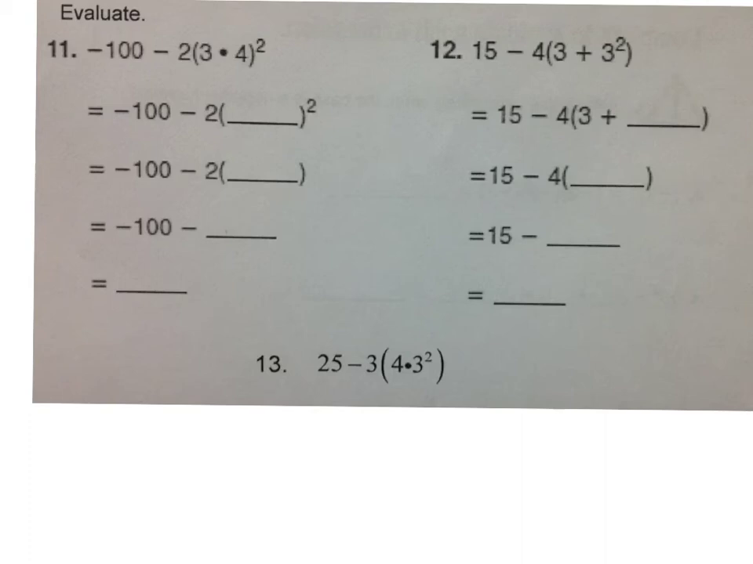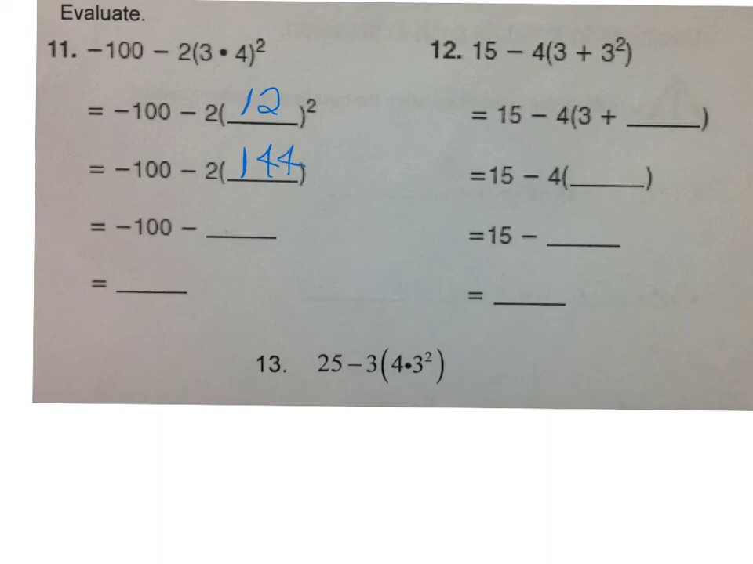So let's do number 11 together. Negative 100 minus 2 times the quantity, 3 times 4 to the 2nd power. We're going to go inside parentheses first. 3 times 4 is 12. So now we have negative 100 minus 2 times 12 squared. We're going to do our exponent next. 12 squared is 144.